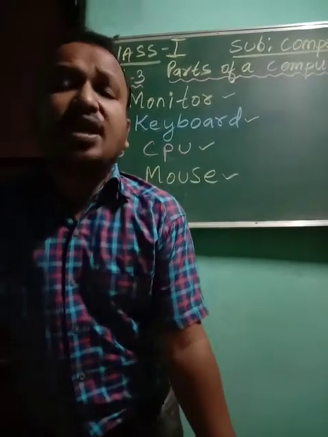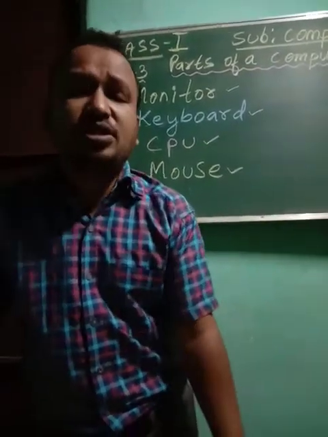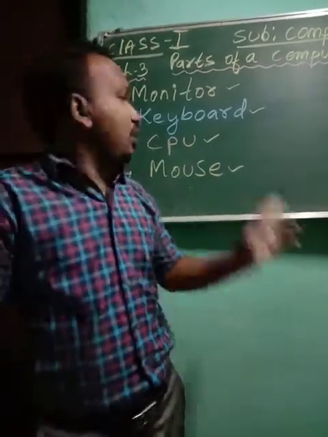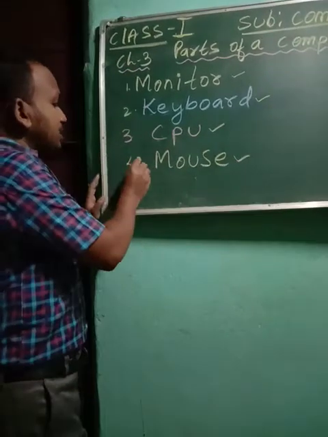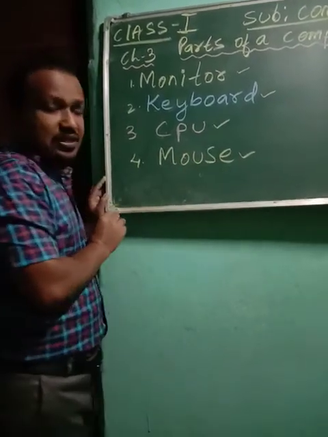Its full form is Central Processing Unit. Okay, later on I'll be teaching you the full form. Now you have to know only about CPU. Okay, next is number 4, mouse. What is this? Mouse.